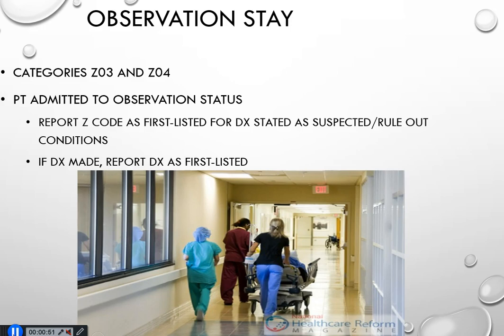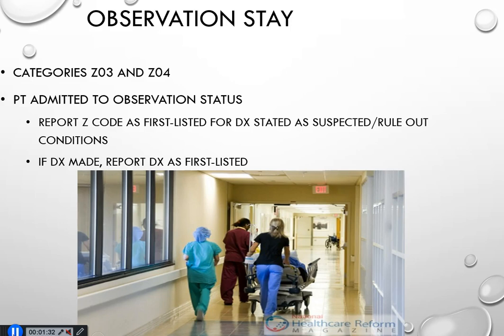The two categories of Z codes that report observation are Z03 and Z04. These observation codes are reported only as the first listed diagnosis for medical observation if there is a suspected condition and then that condition is ruled out. Other codes may be reported in addition to observation codes, but only when that condition or conditions are unrelated to the reason for the observation.